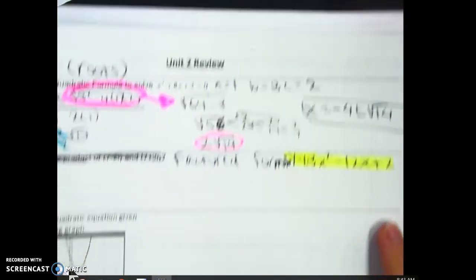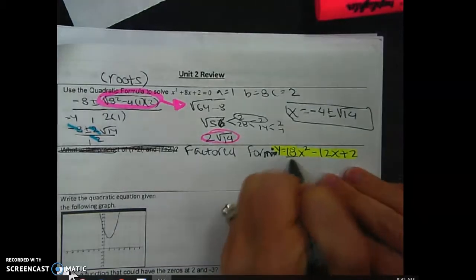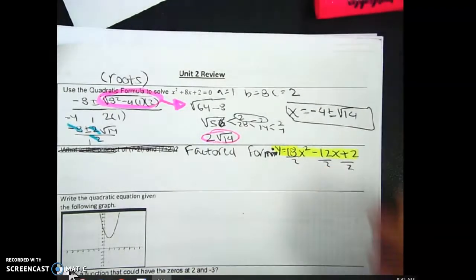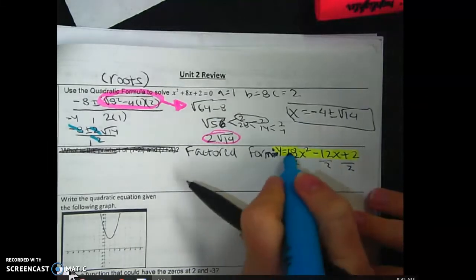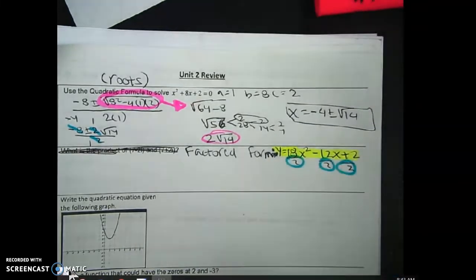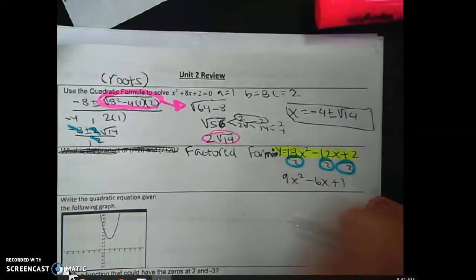Okay, factored form, so I just need to factor it. Well, I notice they're all even, so they all divide by 2, but I'm not solving, I'm factoring. So I need to remember at the end of this problem to bring that 2 back. If I was solving, the 2 just needs to be gone. But if I'm factoring, I've got to leave it.